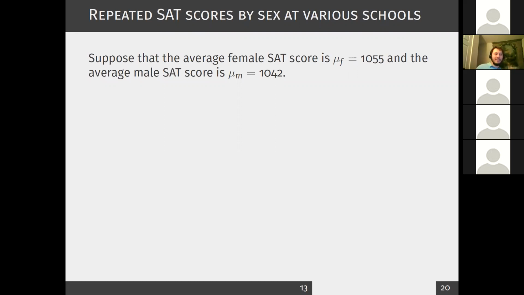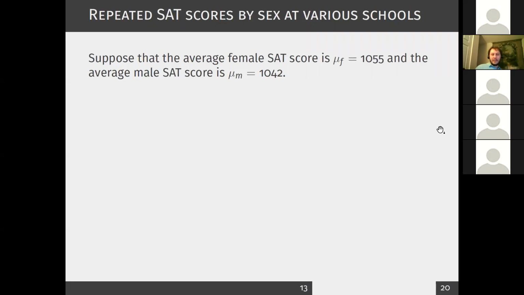Every school's average SAT score is going to be some normal deviation from the overall average, and it's going to be the same for males and females. Let's say School 1 might be a really good school and might have a deviation of 100. In other words, the overall female and male expected SAT scores are 1055 and 1042, but at school one, they're 1155 and 1142. All right, so that's the idea here.